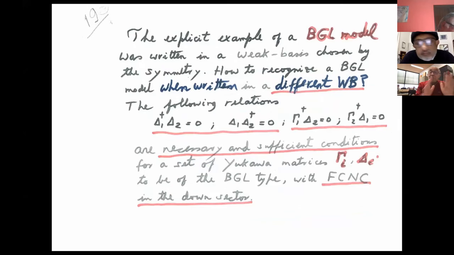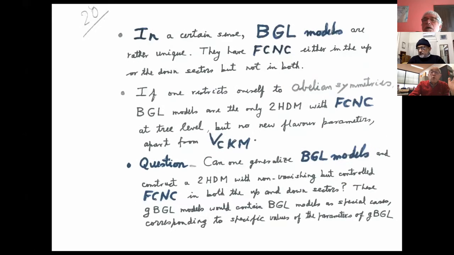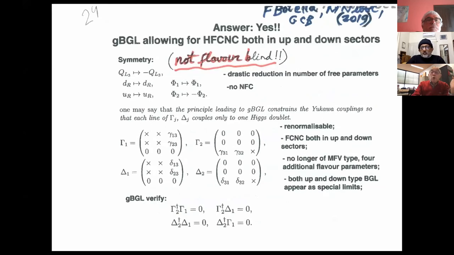I was talking about BGL models, but BGL models are not enough to have spontaneous CP violation. So I have to ask, can one generalize BGL models in such a way that there are flavor changing neutral currents both in the up and down sectors? And the answer is you can generalize, but you no longer have the feature that it only depends on VCKM. There are some other parameters. So this is the possibility of generalizing BGL models.